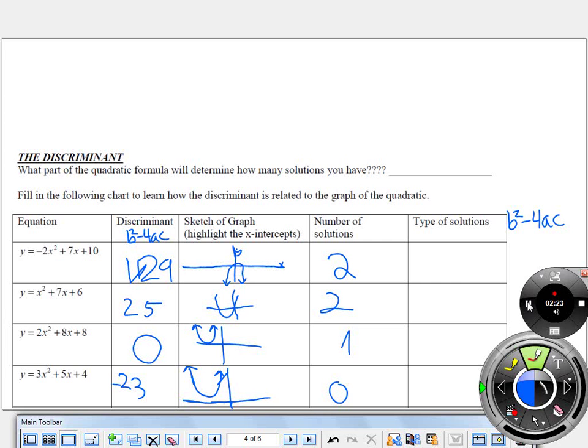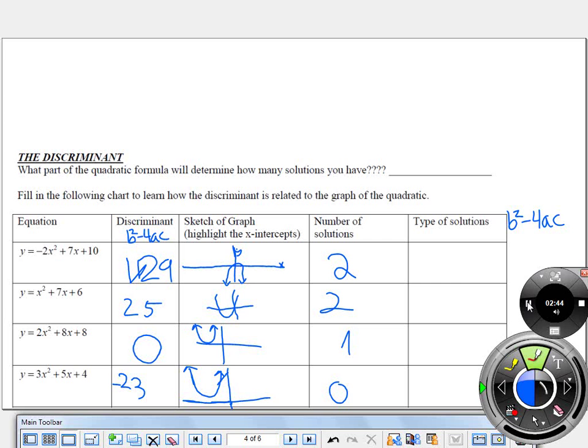Then in this 3rd equation, the discriminant was 0. And it hit the x-axis 1 time. Okay. Therefore, we had 1 solution. And we talked about that being the only way we could have something here that ended up just being 1 solution is if it was 0, because then when you add 0 and subtract 0, you can do the calculation, but they aren't different. They would both end up being the same.